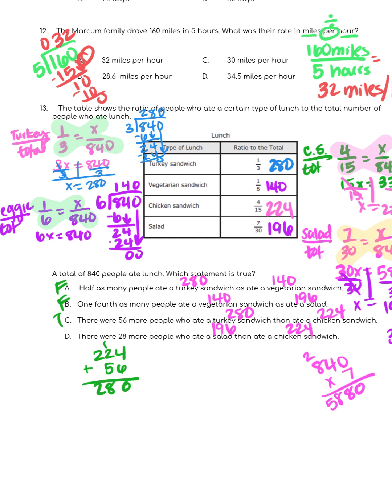There were 28 more people who ate a salad than ate a chicken sandwich. Well, 196 plus 28 is 224. But it says 28 more people ate a salad than a chicken sandwich. That would mean salad would have to be bigger than a chicken sandwich, and less people ate a salad. So that is false. So my answer is C.